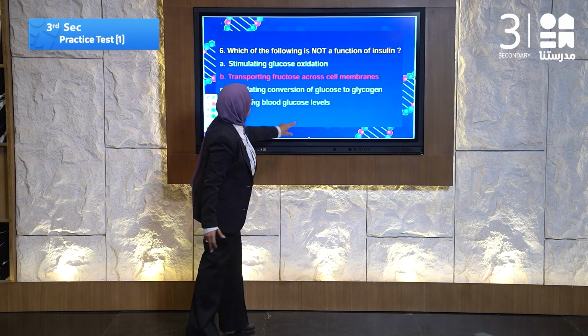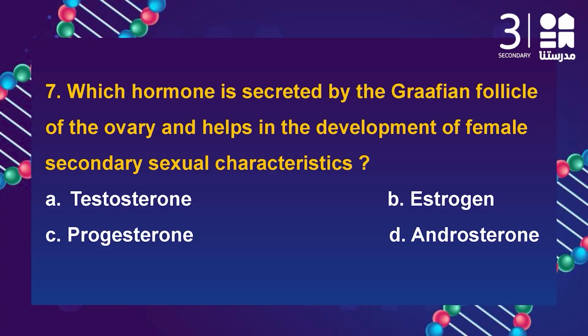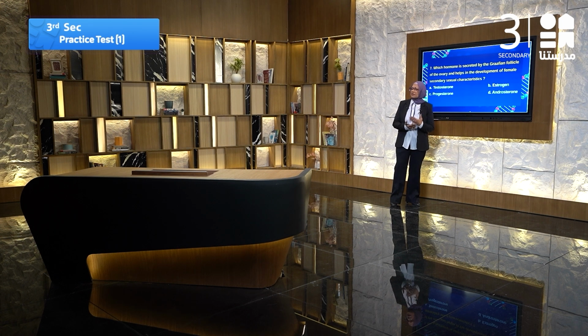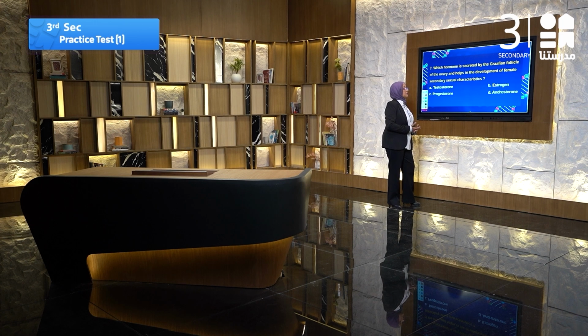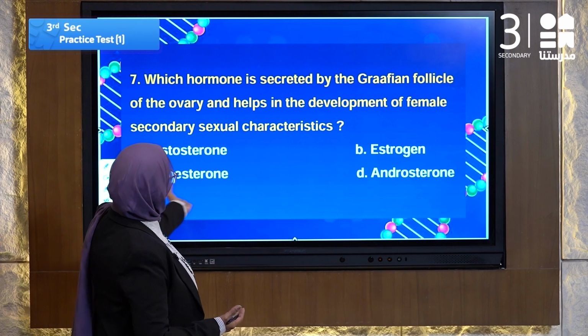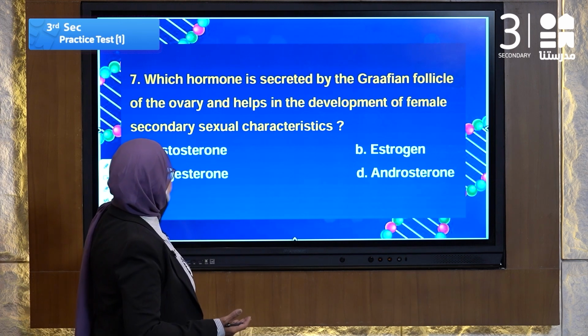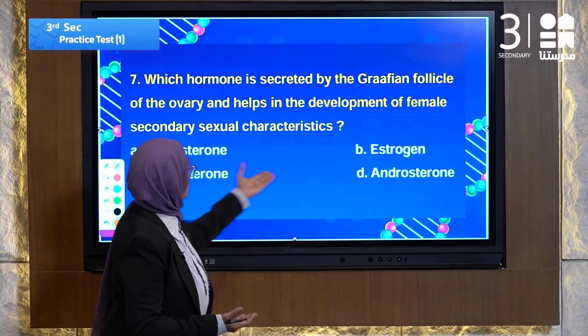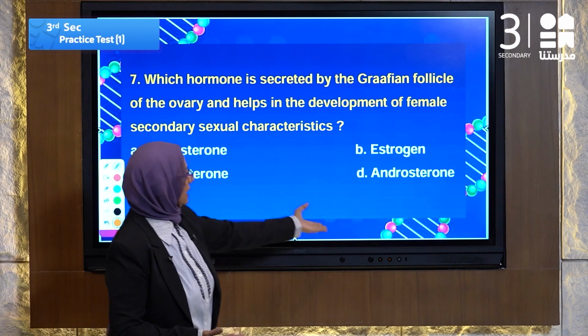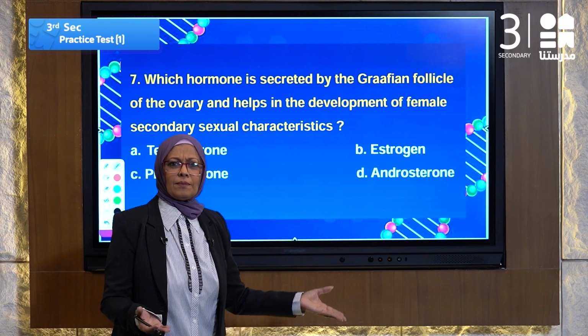Let's go to 7. Which hormone is secreted by the Graafian follicles of the ovary and helps in the development of female secondary sexual characters? Yes, female characters. There are many characters called the female characters. Which hormone of them? Let's read. 1, testosterone. B, estrogen. Progesterone and testosterone. Which of them?